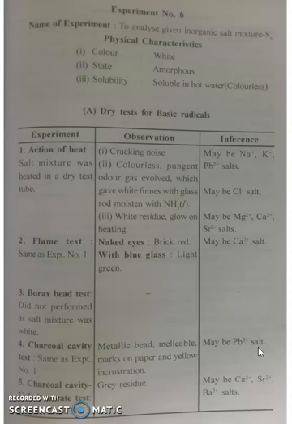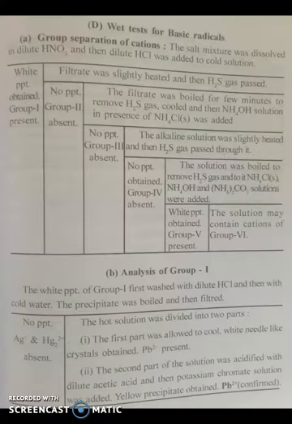So my friends, after doing this, you have to perform the wet test for basic radicals. How do you perform the wet test for basic radicals? This is the group separation of cations. A salt mixture was dissolved in dilute nitric acid and then dilute hydrochloric acid was added to the cold solution. In the same way, you have to make the table in your notebook and write it as it is. First, white precipitate obtained, group 1 present.